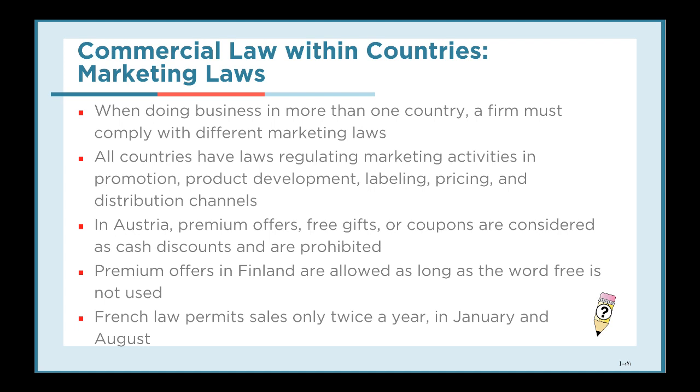Almost everybody has laws that regulate what you can do to promote your product, how it needs to be labeled, right? Do you show the ingredients? Do you have nutritional information? How do you display prices? Here are a couple of examples of things that are a little different than what you'd see in the U.S. In Austria, premium offers, free gifts, and coupons are considered cash discounts or prohibited. So you can't offer dollars off. You can't offer gifts. In Finland, you can do premium offers, but only if you don't use the word free.